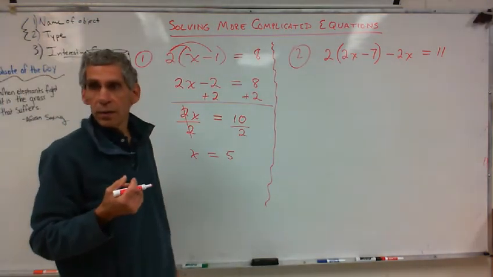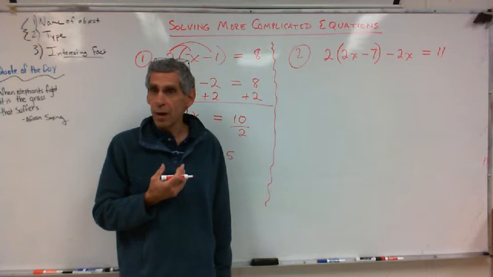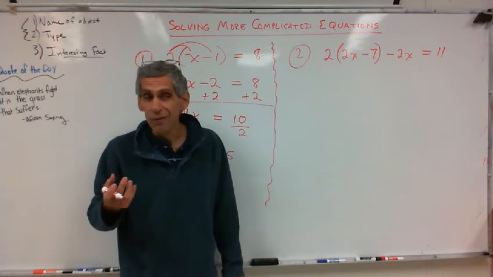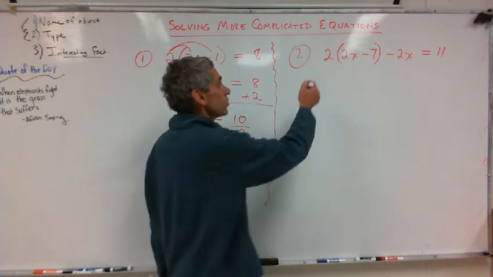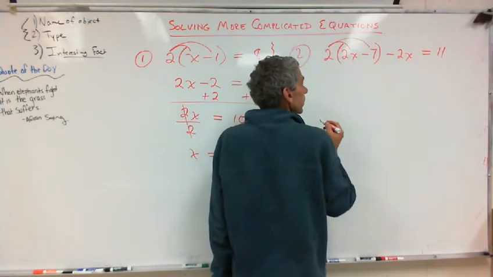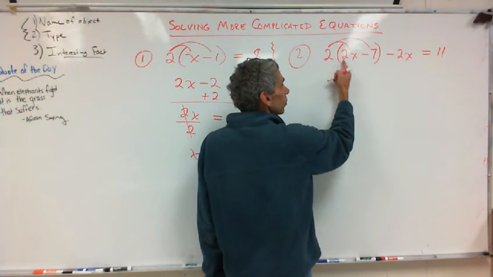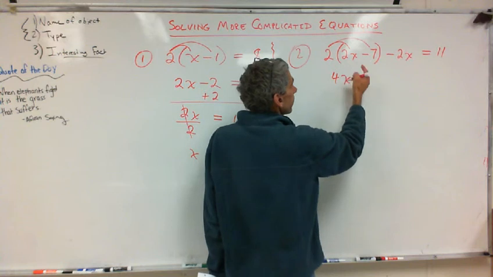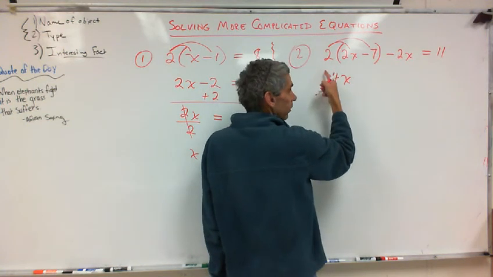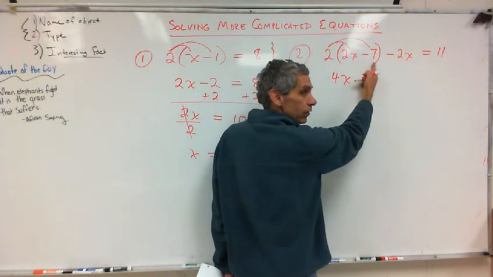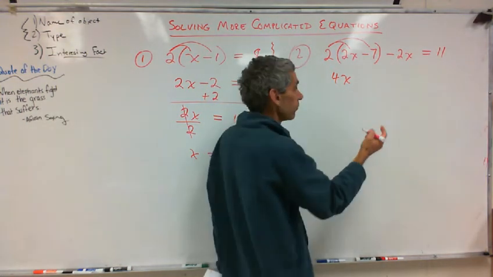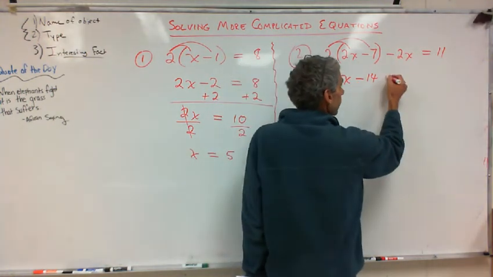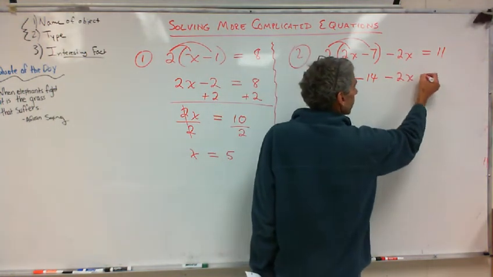Okay? So right now, that's a complicated problem. But what I'm going to do is first get rid of the parentheses. So I do my little arcs. Boom, boom. Can't do anything until you get rid of the parentheses. 2 times 2x, what's that? 4x. Minus, or the way I usually do it, I think of 2 times negative 7. What's that? Negative 14. So I put negative 14. The negative just becomes my minus sign. And then I have minus 2x, I just have to rewrite that, equals 11.